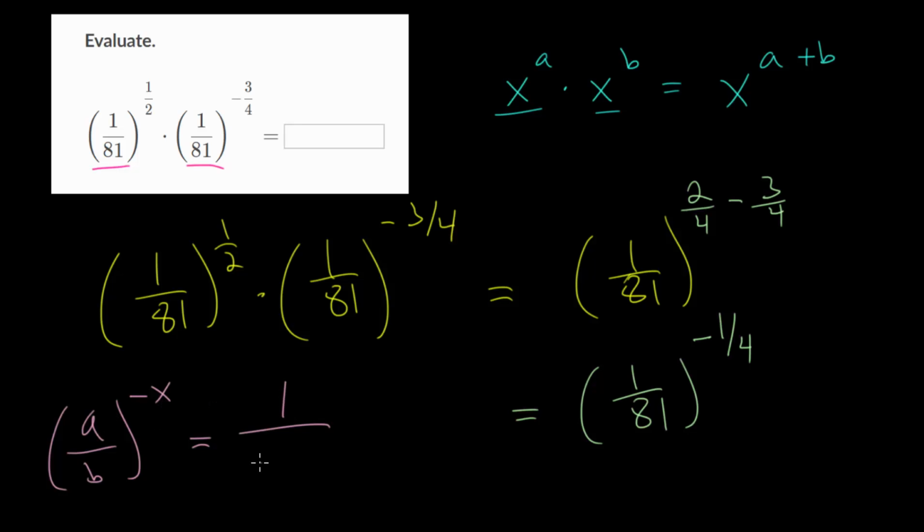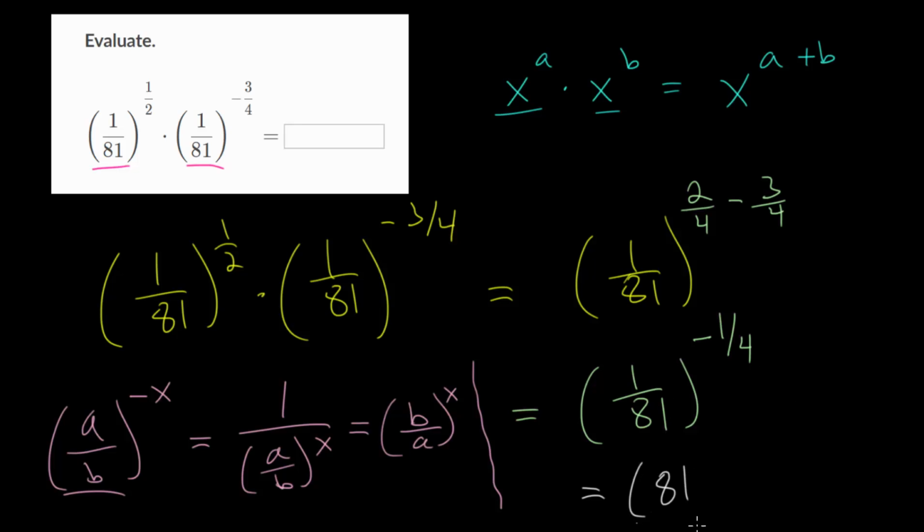So we really have 1 over a over b to the x power. We're dividing by this expression here, this quotient, x times. So remember, the negative for an exponent just indicates repeated division. And then, of course, when we are dividing by a fraction, it's the same thing as multiplying by this fraction flipped over. So that's how you get your b over a raised to the x power. So when we have a negative exponent, we can just essentially flip the fraction. So let's do that. This is just 81 over 1 raised to the 1/4 power.